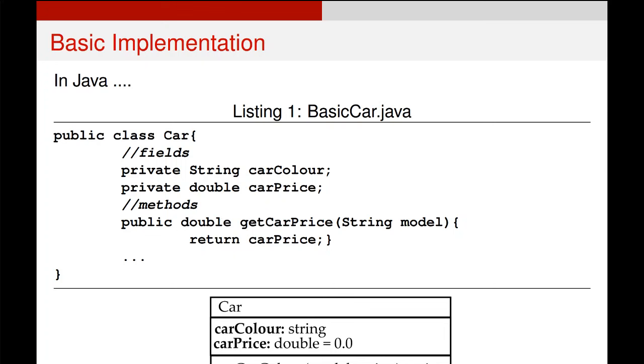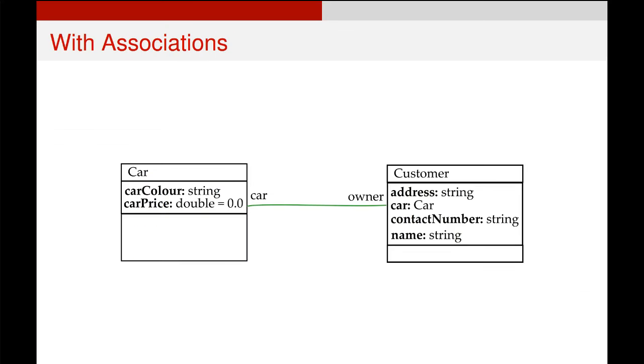So we can see that the getCarPrice method is expecting a string with a variable name model. And what that does is it returns the value of the car price. It actually uses that string that we pass into it.